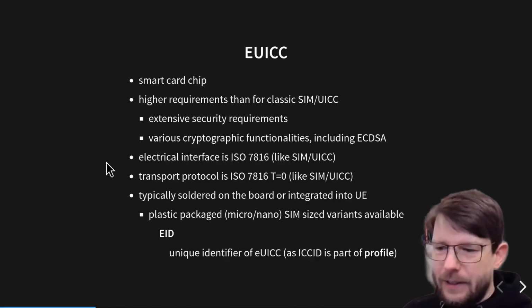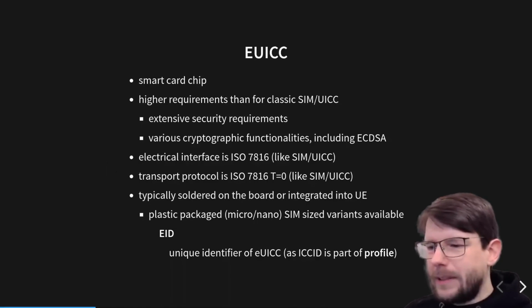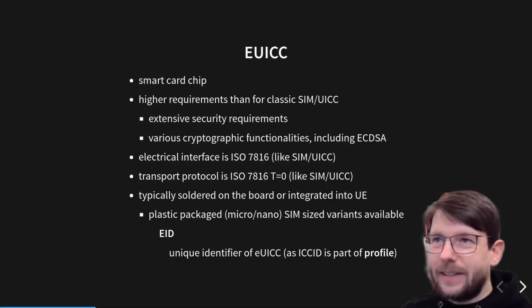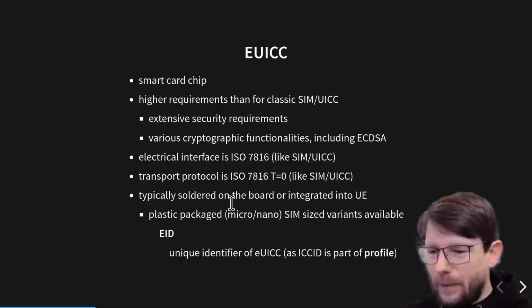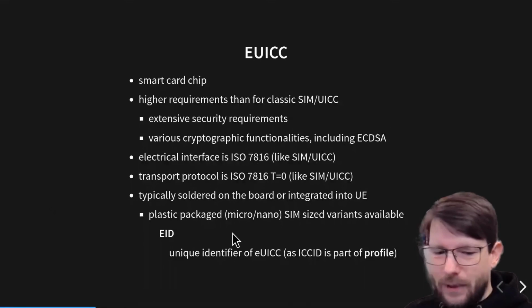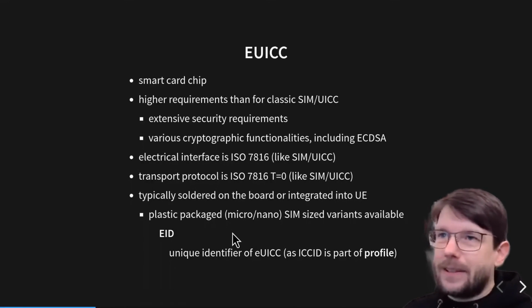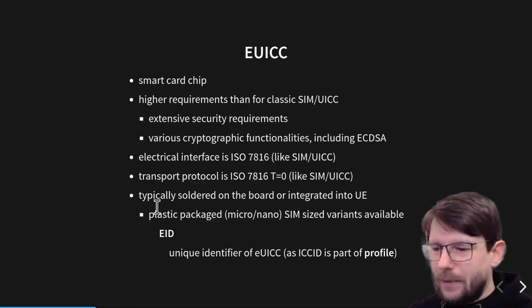And it also needs quite a lot of additional cryptographic functionalities. For example, elliptic curve digital signature, elliptic curve key agreement, X509 certificate verification, and all kinds of things that a normal traditional SIM or UICC has no idea about. I mean, a classic SIM might be doing DES and AES crypto, but public key crypto, and particularly elliptic curve, is not a normal feature on a classic SIM card. The electrical interface is just the same like before. The protocol is also the same. Yeah, and I said typically they are soldered on a board, but you can also get eUICCs in plastic chip card format like SIM cards before.